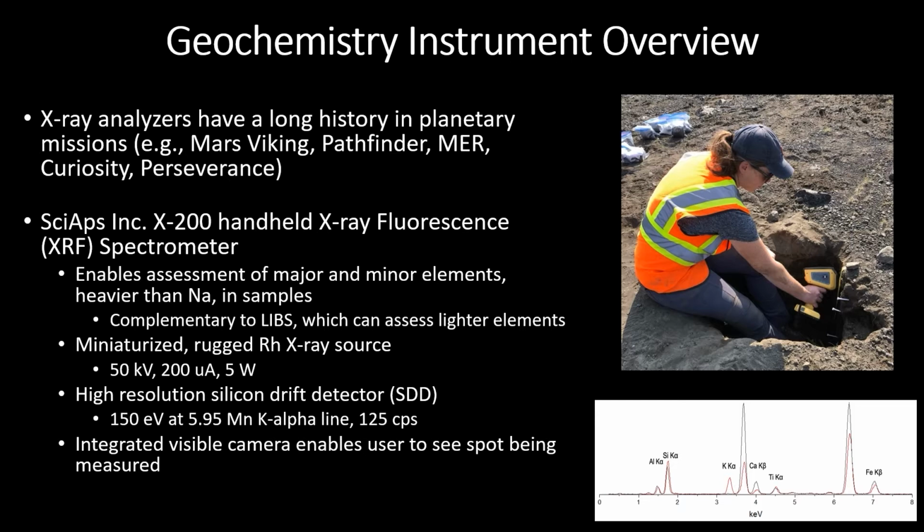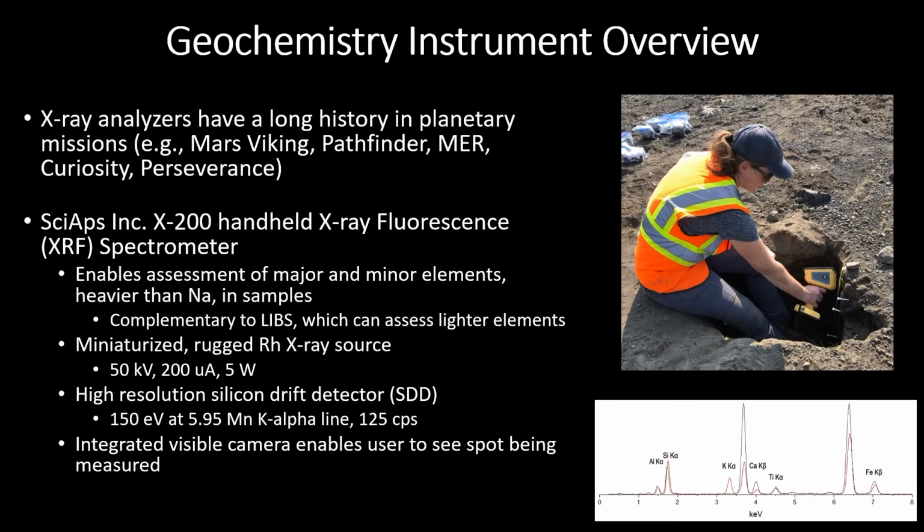I'll talk also a little bit here about a complementary geochemistry field instrument that we have, which is a handheld X-ray fluorescence, or XRF, spectrometer. But first, a little bit about heritage to planetary science. X-ray analyzers to assess the chemistry of planetary materials have a long history of use in planetary missions. And so there's a list of some examples there.